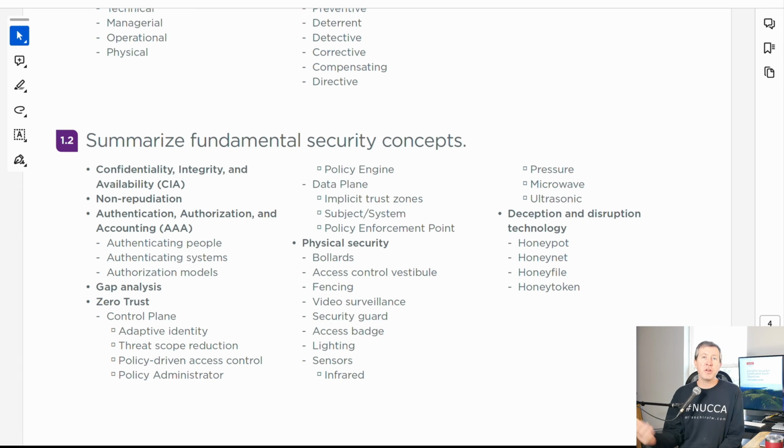We also got security cameras, a lot of these days are IP cameras. So those are also going to be connected to the network. But we still look at things like fencing, K-rated fencing, preventing vehicles driving through. We talk about security guards. We talk about motion detection. There's all sorts of things that are physical security that we'll talk about as part of the Security Plus exam. Then we get into things like deception and disruption technologies. So we'll talk about things like honey nets, honey pots, honey files, and honey tokens.